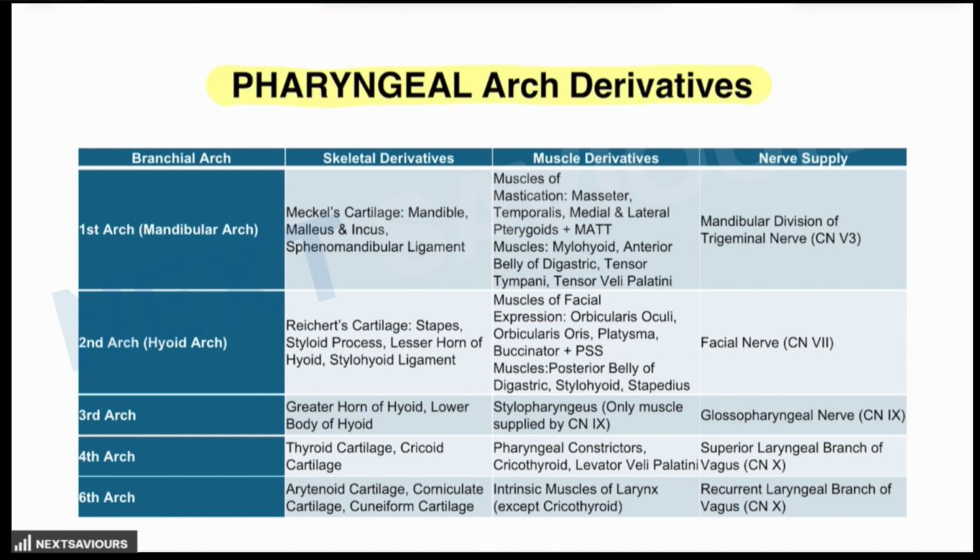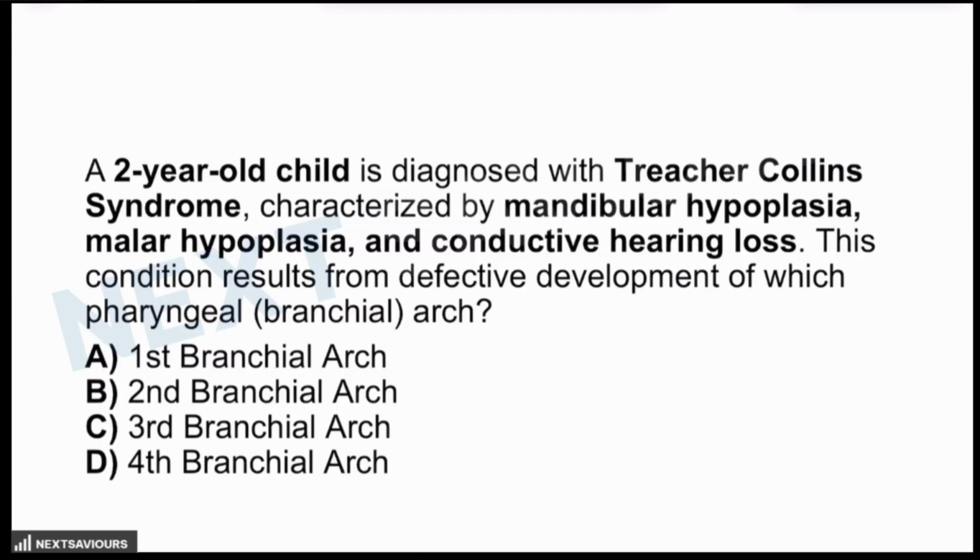The question is getting asked based on the abnormalities of the development of the branchial arch. Now, coming on to the question based on this pharyngeal arch development: a 2-year-old child is diagnosed with Treacher Collins syndrome, characterized by mandibular hypoplasia, malar hypoplasia, and conductive hearing loss. This condition results from the defective development of which of the following pharyngeal or branchial arches?